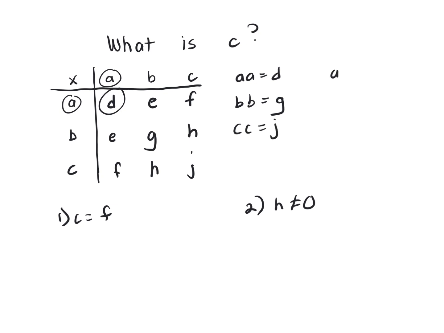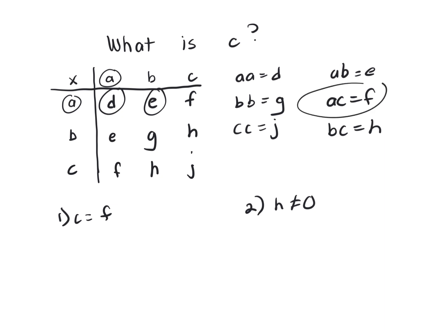We also know that AB equals E, and AC equals F, and BC equals H. And we're trying to figure out what is the value of C. So if you look at clue 1, C equals F.